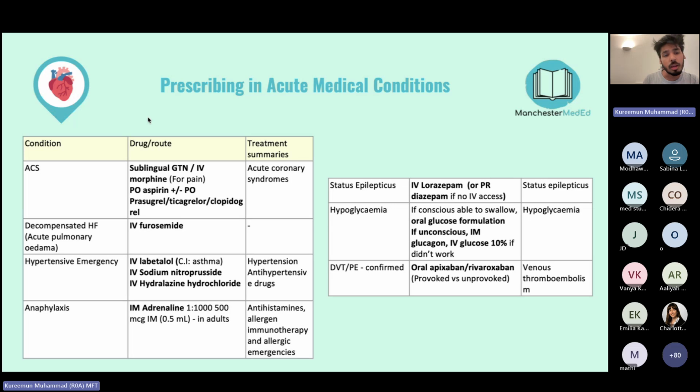For them, I just want you to remember, when you have those questions, just go on the BNF to look at the dose and frequency as well as the route. So just remember the name of those drugs, basically. So next question.